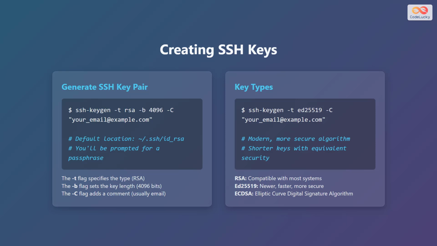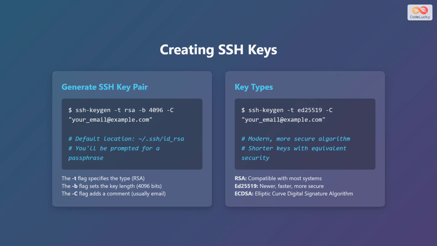Let's see how to create SSH keys. To generate an SSH key pair, you can use the ssh-keygen command in your terminal. For example, you can type ssh-keygen -t rsa -b 4096 -C your email at example.com. By default, the key will be stored in the .ssh directory in your home directory, with the file name id_rsa. During the key generation process, you'll be prompted to enter a passphrase for added security.